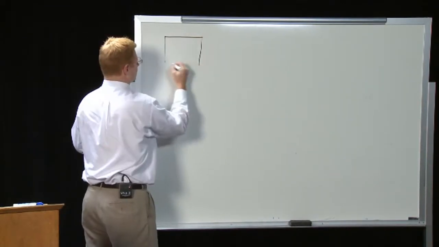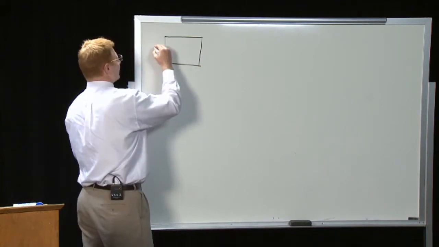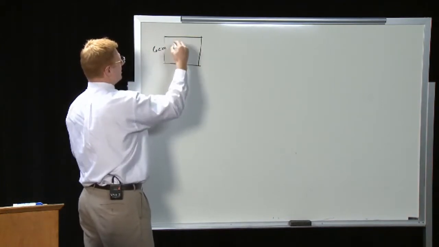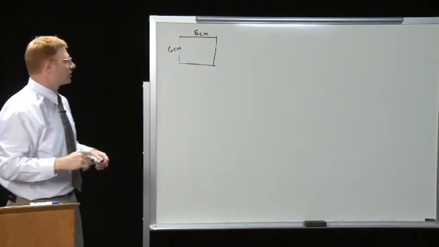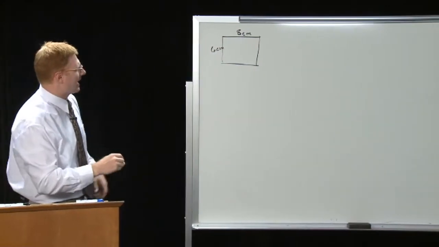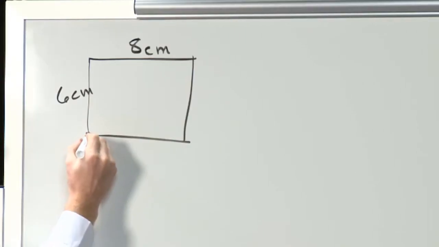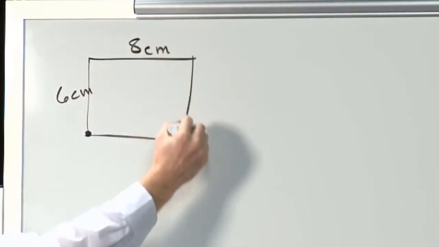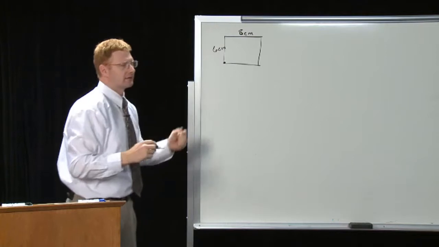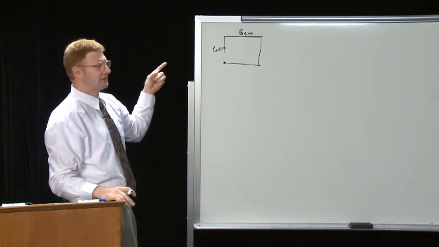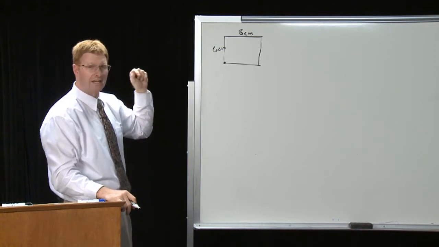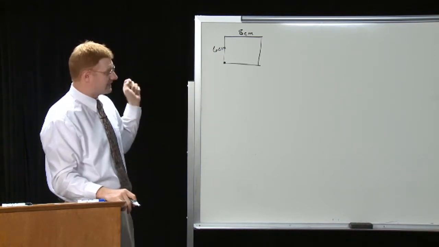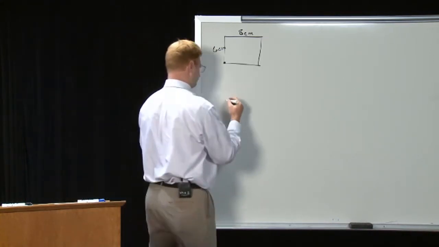I'm going to draw this little rectangle up here. I'm going to say it's 6 centimeters this tall and 8 centimeters like that. Your job is to find out how far it is if I started right here and went all the way around. You're like, okay, so you went 6 centimeters, then you go 8 centimeters is 14, you go another 6, that's 20, then you go another 8, so 28 centimeters.